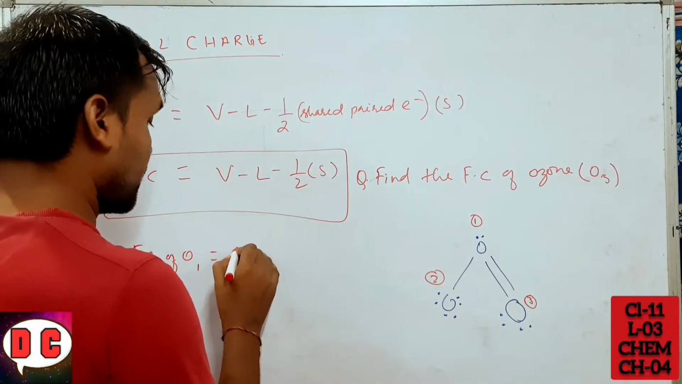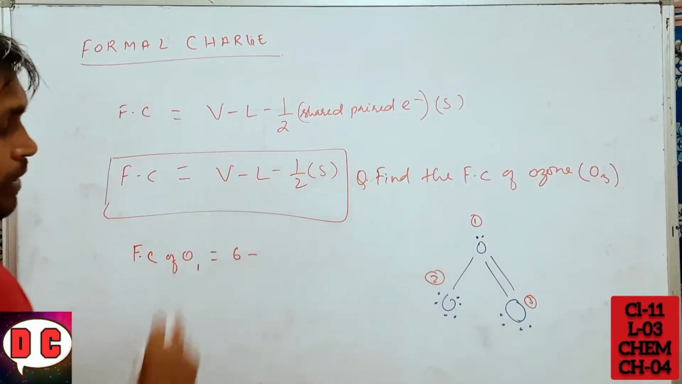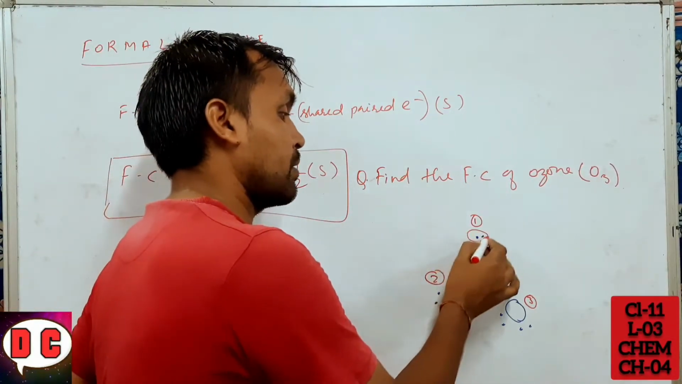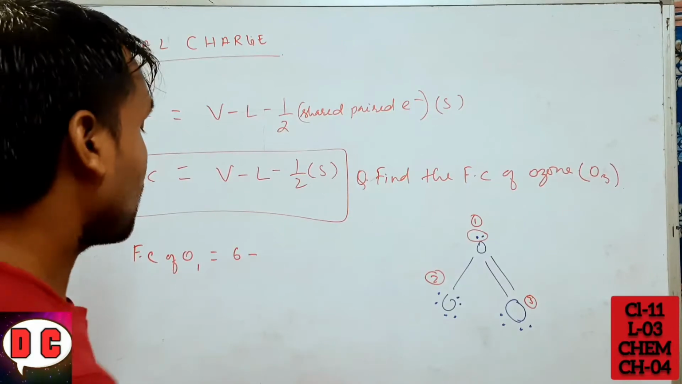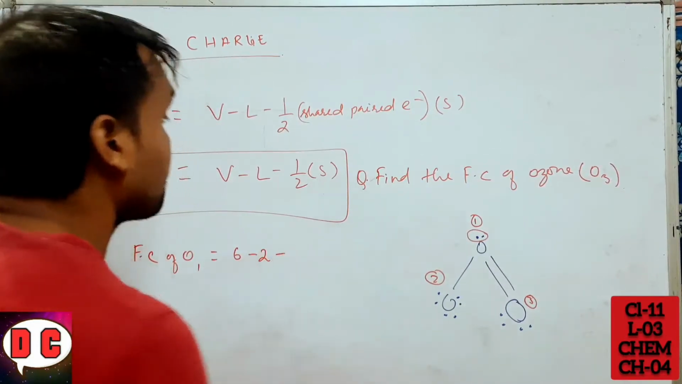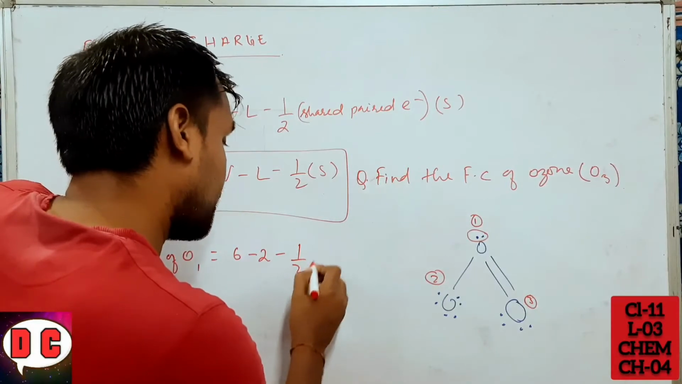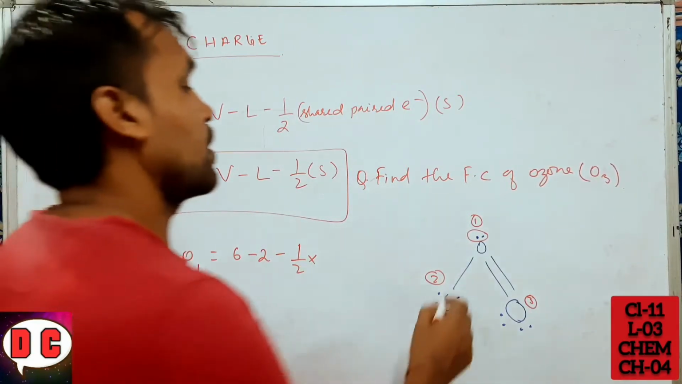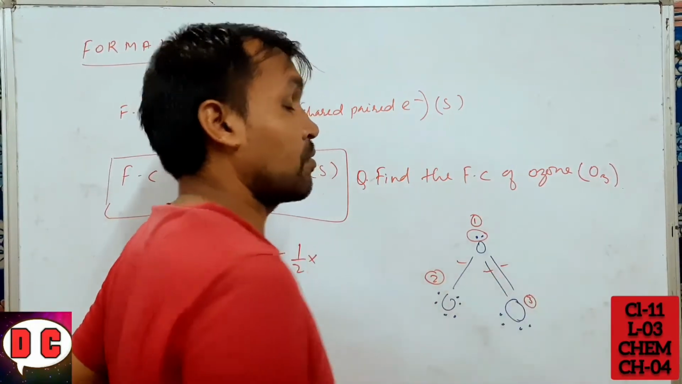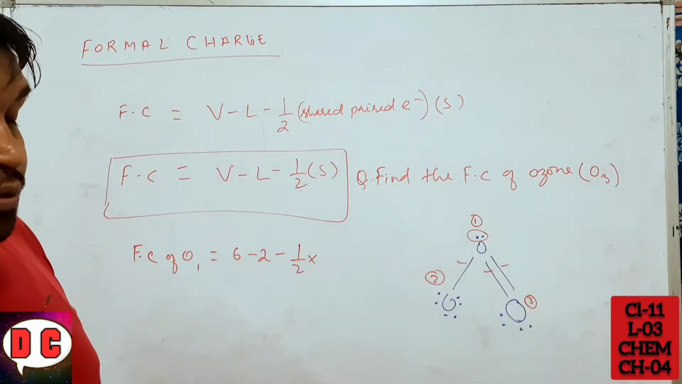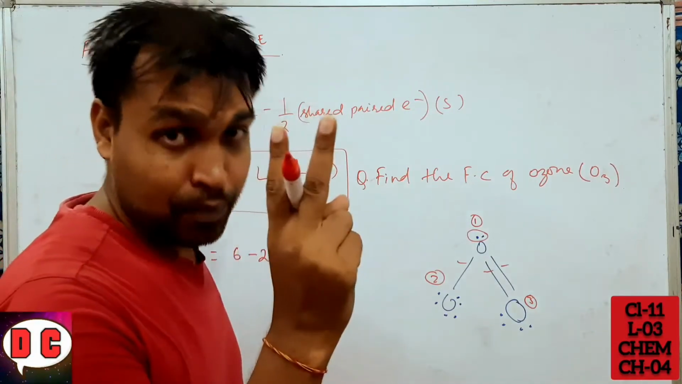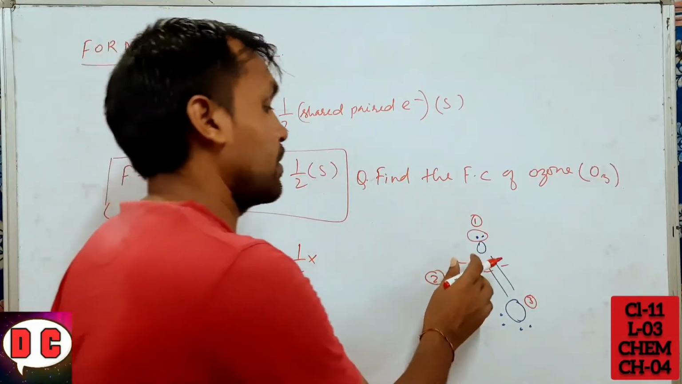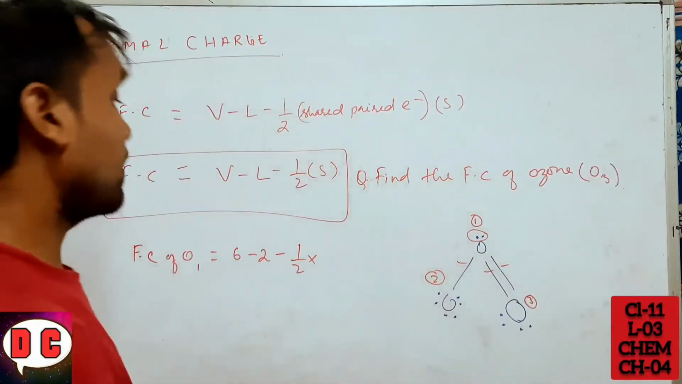So V will be 6 minus lone pair of electrons. Lone pair means unused electrons. In this oxygen, these are the unused electrons. How many are there? 2. So we write 2, minus half of shared pair. Shared pair means those electrons which are used in forming the bond. Here 2 electrons, here 2 electrons, here 2 electrons. Total number of bonds is 3, and each bond is formed with 2 electrons, so the shared electrons total 2, 2, 2, which is 6.